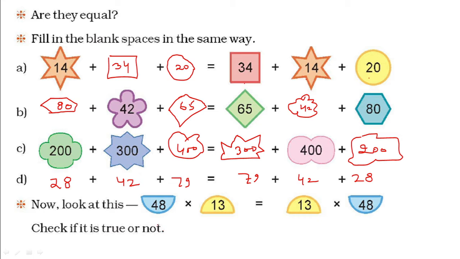Similarly, for multiplication, 48 is multiplied by 13, and the result remains the same when 13 is multiplied by 48. So multiplication, like addition, doesn't change when we change the sequence. Okay, so you can check the product of these two numbers, then the product of these two numbers, it will be the same. And you can write in the comment box what is the multiplication of these two numbers.